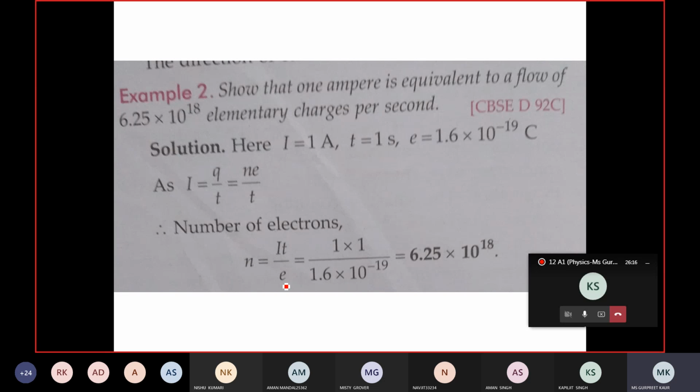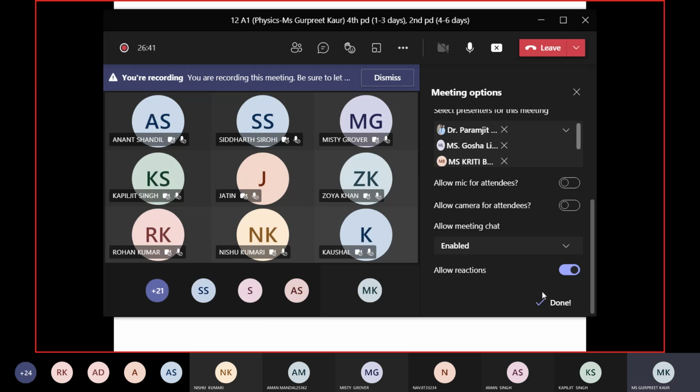On solving it, you will get the number of electrons n equal to 6.25 into 10 raised to the power 18. So these many electrons flow per second to constitute 1 ampere of current. I hope it is clear.